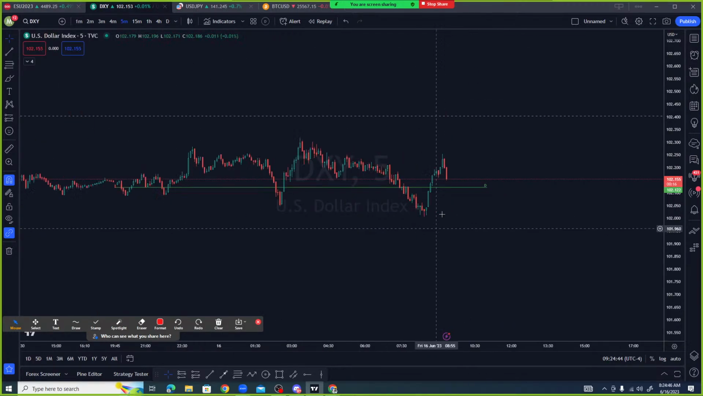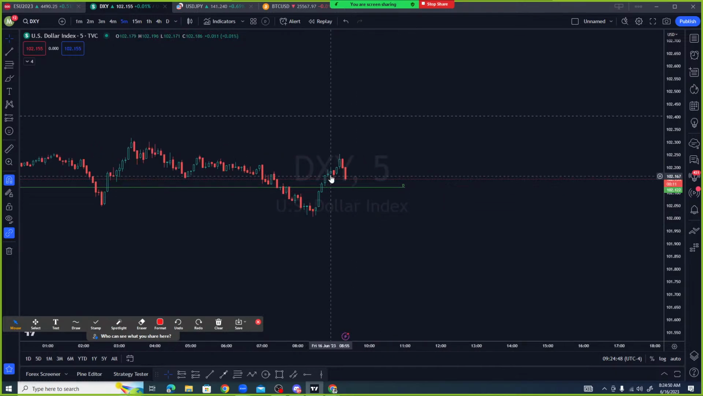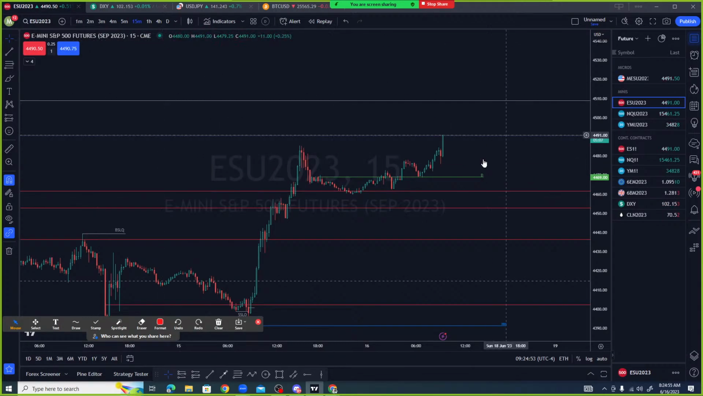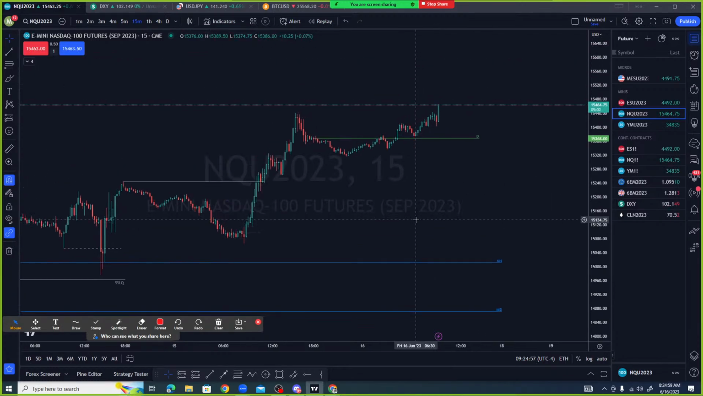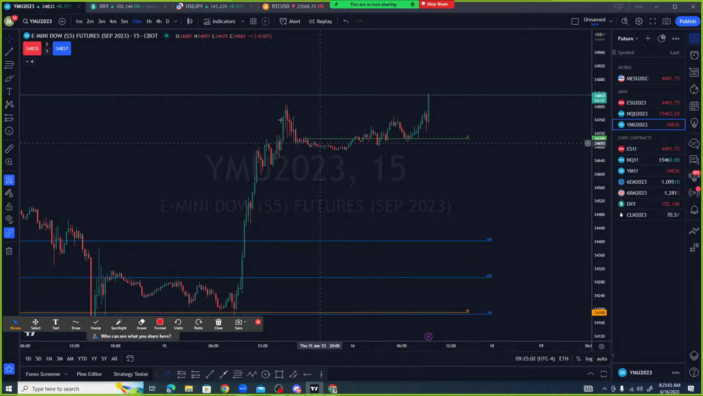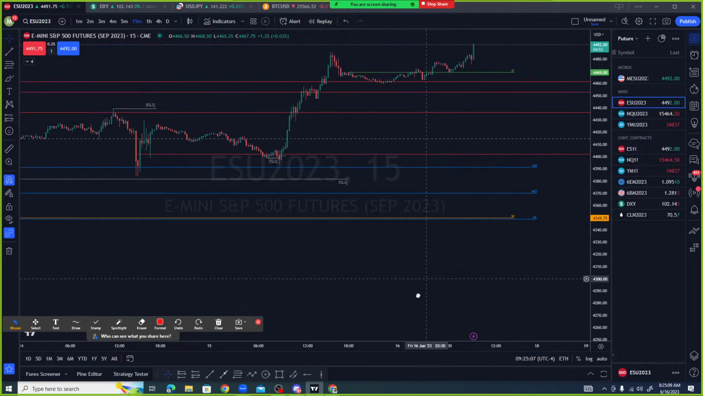The dollar pushed higher and then is starting to sell off. During this move, the ES continued to move as well. NQ getting above those highs, and the Dow also getting above those highs. No divergence. So well above the Monday range, which is what I like to trade.